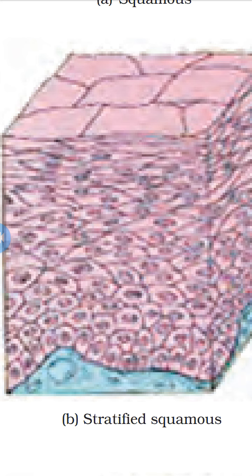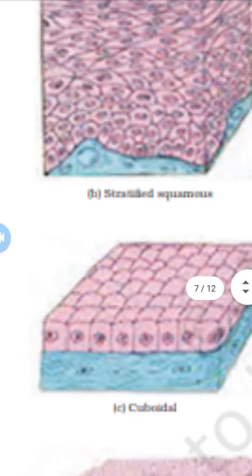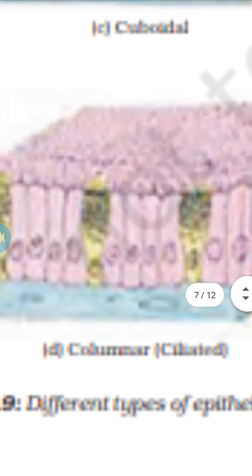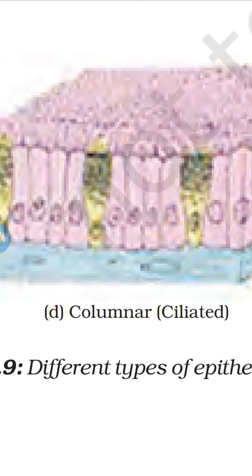Now the next one we discuss is columnar epithelium. Columnar epithelium consists of tall, pillar-like cells. It facilitates movement across the epithelial barrier, for example the inner lining of the intestine, where water absorption and secretion take place.